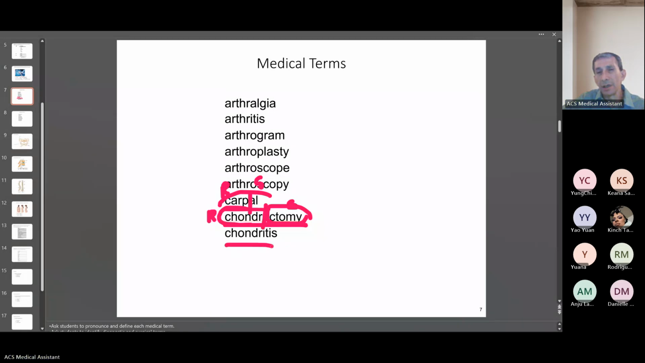Chondritis. Itis, we know already, is the suffix that means inflammation. Chondr is the word root that means cartilage. So, inflammation of cartilage. What do you mean inflammation of the cartilage? I thought that was solid. No, inflammation means it causes pain because it becomes very weak, very soft. So now it's painful because it has nerves and blood vessels through it.